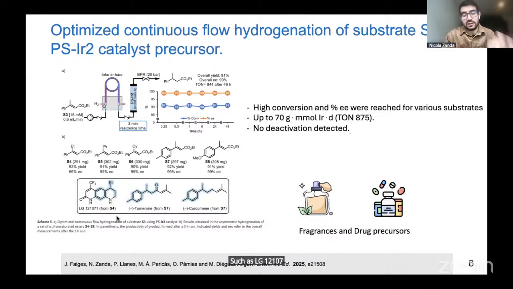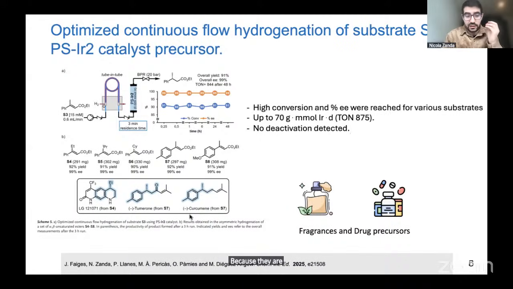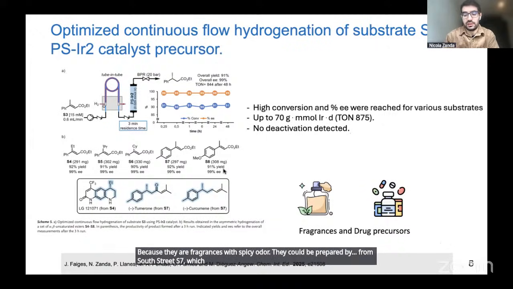What is also nice is that some of these compounds, such as LG121071, present biological activity. In fact, it is a drug precursor, which could be prepared from S4, which is what we prepared. And then other compounds such as tumerone and curcumene, which are used in the cosmetic industry because they are fragrances with a spicy odor. They could be prepared from substrate S7, which was prepared in this fashion.